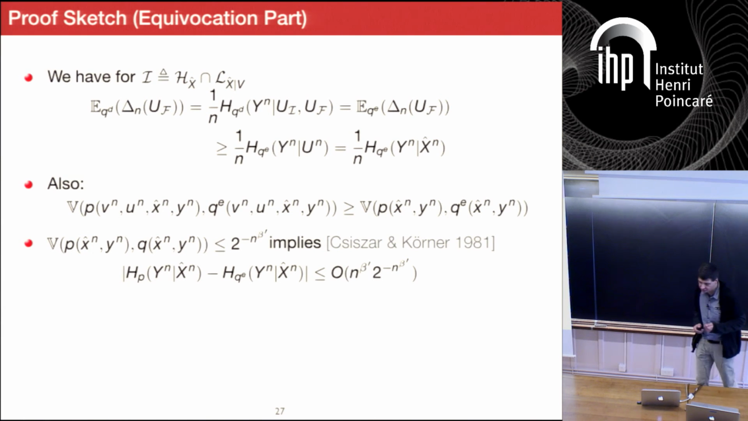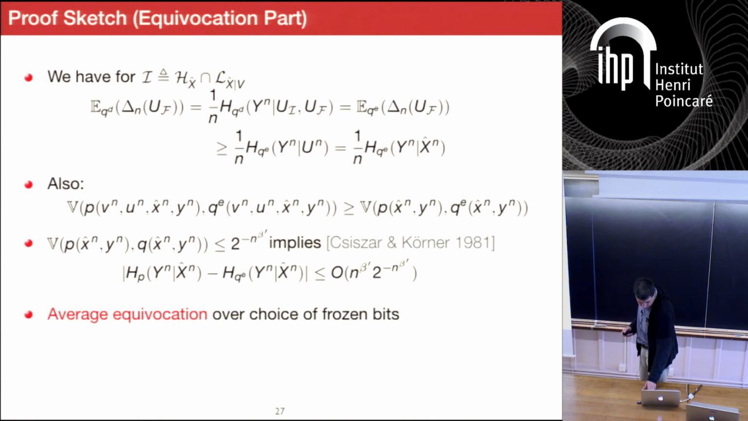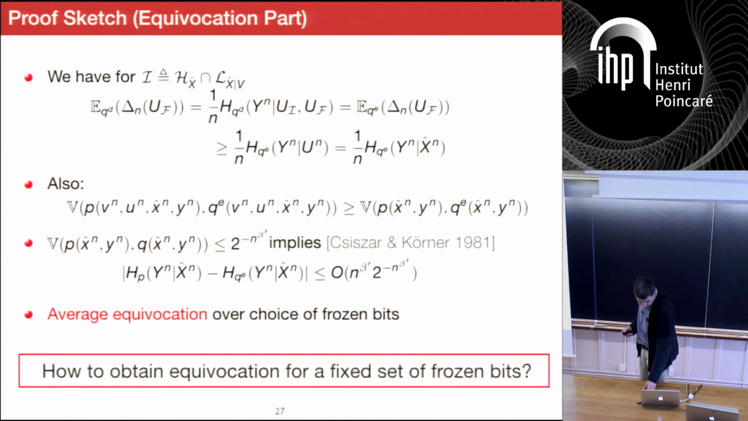You can see that the equivocation of the scheme is also very close to what we have in real life. Again, it's averaged over the first of the chosen bits. So how do we obtain the equivocation for a fixed set of frozen bits, because the average isn't really useful, right? We want a fixed set of frozen bits.